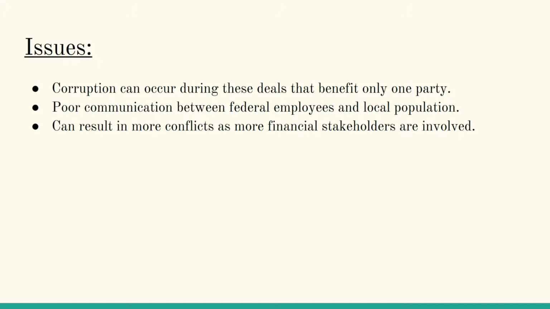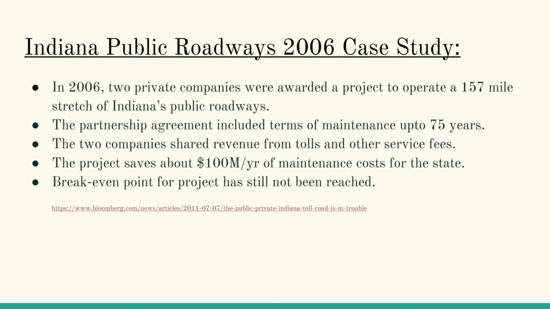So some issues of P3s or public-private partnerships, there's corruption that can occur during these deals that benefit only one party. Poor communication can occur between federal employees and the local population, and this can result in more conflicts as more financial stakeholders are involved in public-private partnerships.